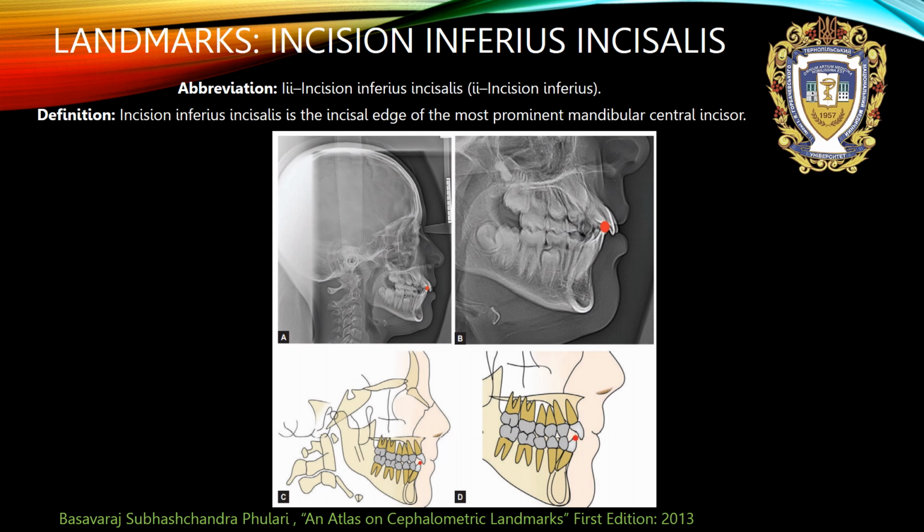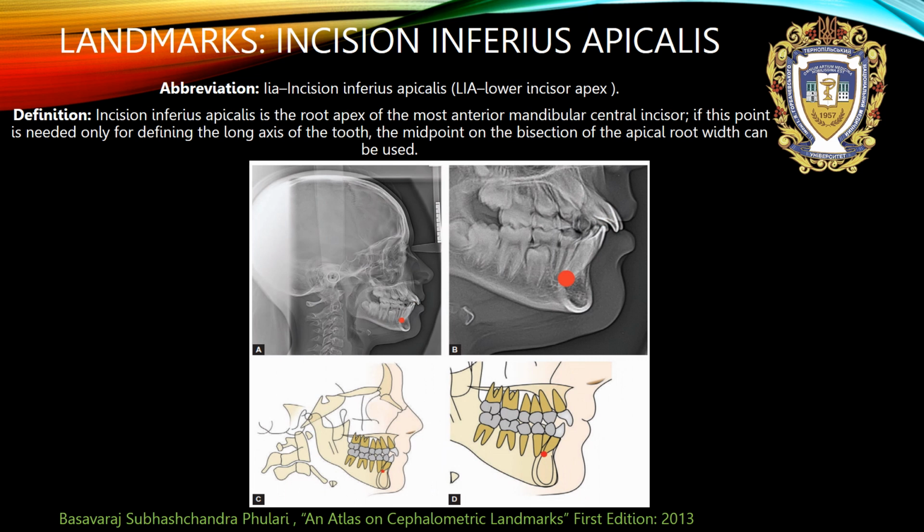Incisor inferius incisalis is the incisal edge of the most prominent mandibular central incisor. Incisor inferius apicalis, apex of lower central incisor, is the root apex of the most anterior mandibular central incisor. If this point is needed only for defining the long axis of the tooth, the midpoint of the bisection of the apical root width can be used.